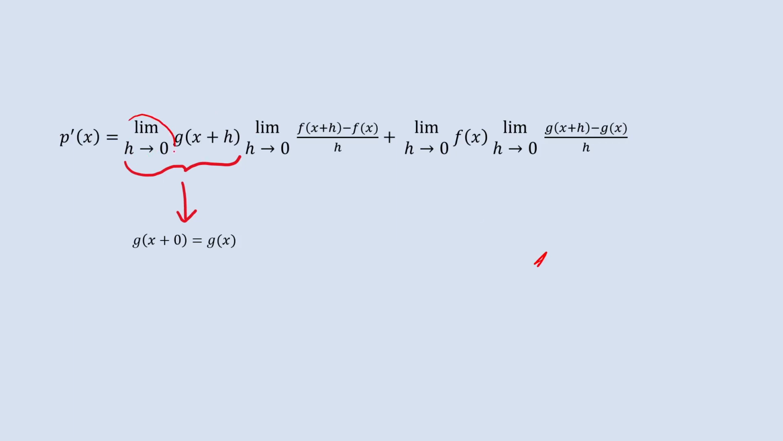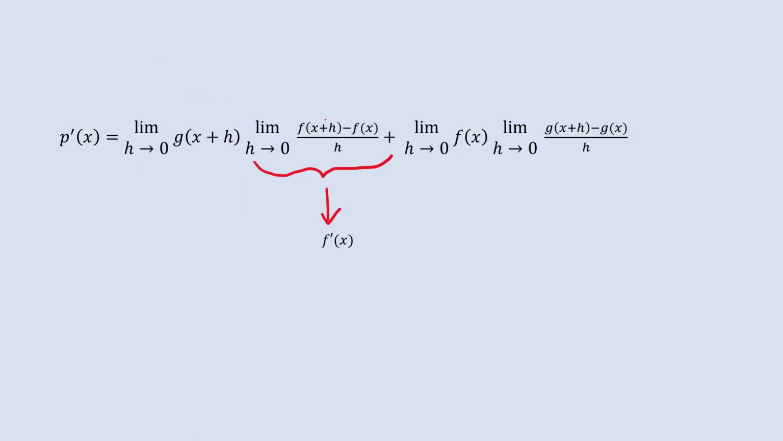Since we're evaluating the limit as h goes to 0, I'm just going to sub in an h value of 0 to this expression that I'm determining the limit of. And if it gives me something that is defined, that'll be my answer. Well, if I just sub in an h value of 0 to g of x plus h, I get g of x plus 0. Well, that x plus 0 is just x. So g of x plus 0 is just g of x. So this whole first part is simply g of x.